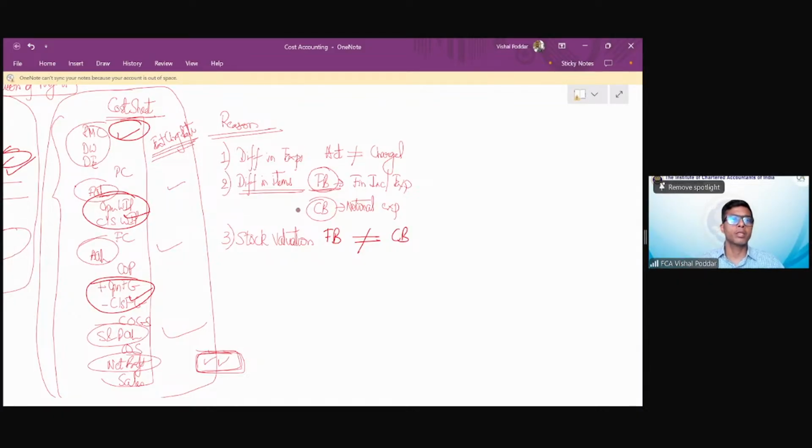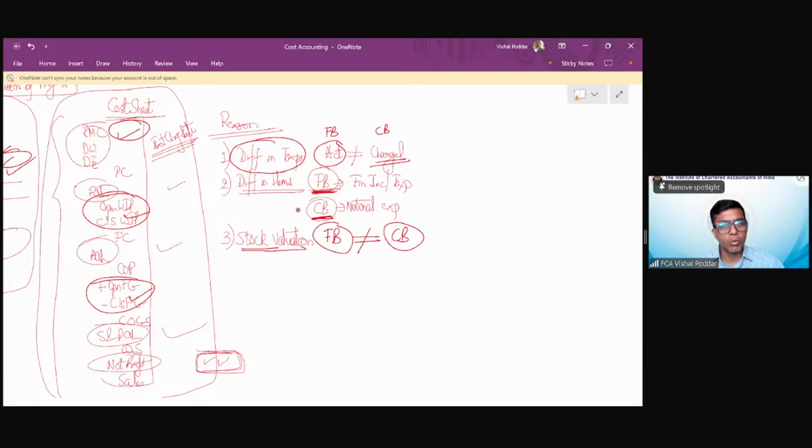So these are broadly the three reasons. First, difference in expenses. In financial books, you have actual. In costing books, you have amounts which are charged using predetermined rate. This will never match. Similarly, certain items are there in financial books, not in cost books, there in cost books, not in financial books. And third, the values that you are considering in both the books, they will not match.